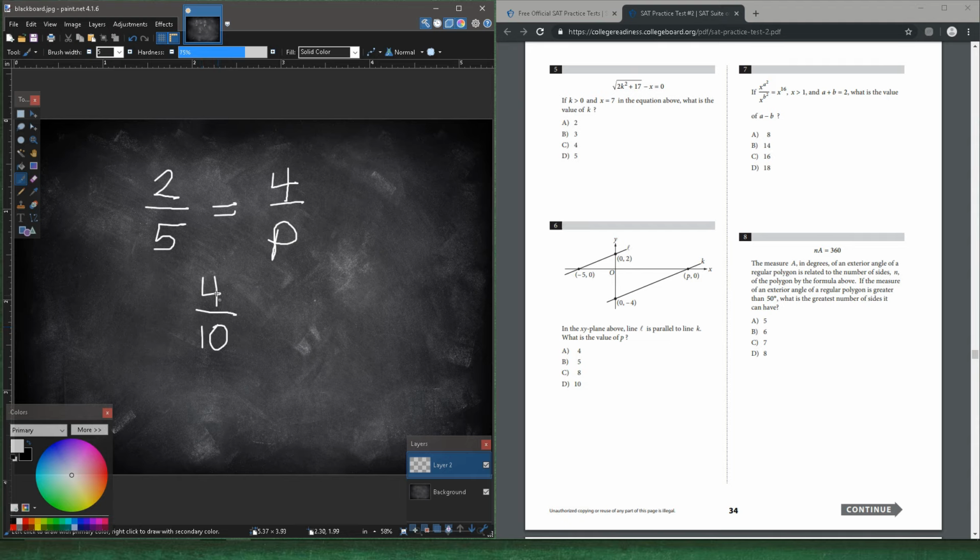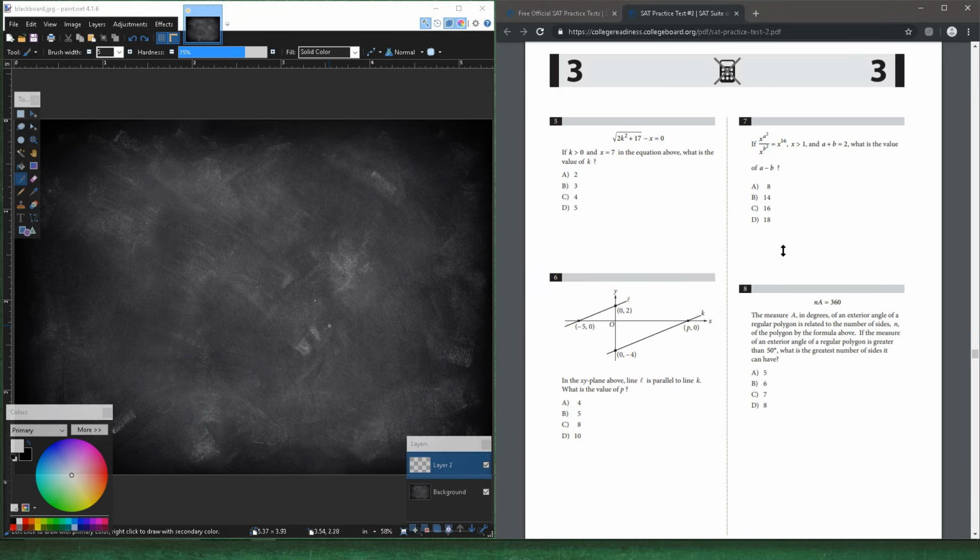So we know this is the same as this. Just multiply by 2 in the top and the bottom and reduce. This is just equivalent to this. And 4 over 10 is equal to 4 over P. So P has to equal 10. The answer is D. Pretty basic question.